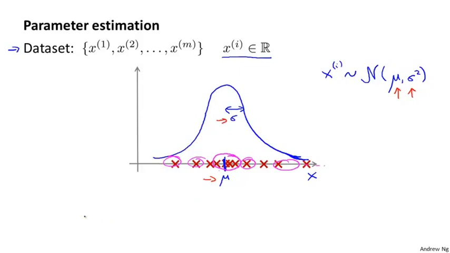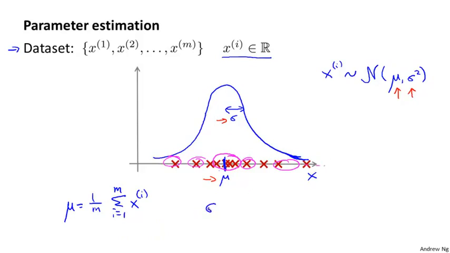So what I'm going to do is just write out the standard formulas for estimating the parameters mu and sigma squared. The way we're going to estimate mu is just the average of my examples. So mu is the mean parameter. Just take my training set, take my m examples and average them, and that gives me the center of this distribution.